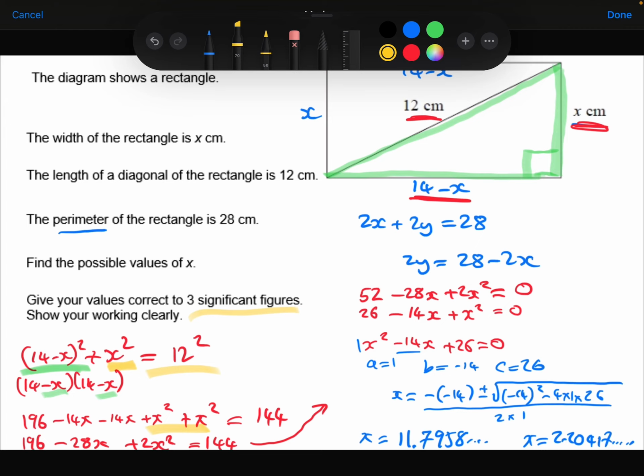The three significant figures for the first answer are 11.7, so we're going to round up because of the 9. So we'll get 11.8. The three significant figures for the second answer is 2.20. We're going to round down because of the 4. So we'll just get 2.20. And those are the two different values of x.